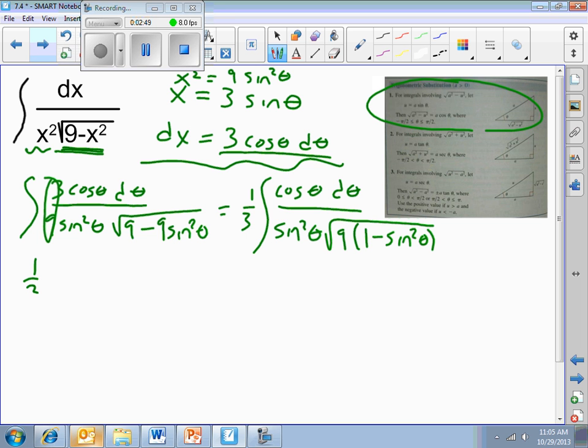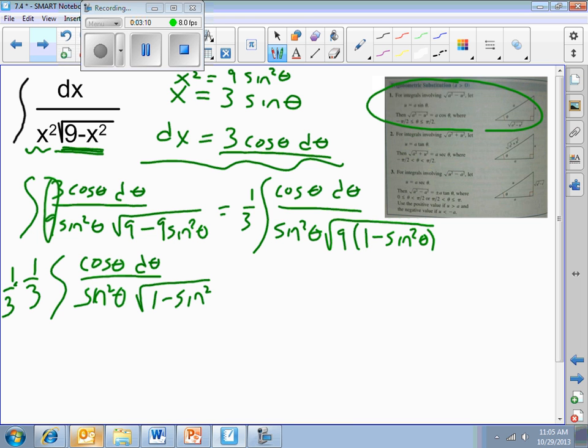Simplifying some more, we're going to have cosine theta d theta over sine squared theta. The square root of 9 is simply 3, so that 3 on the bottom can come out to the outside, over the square root of 1 minus sine squared theta. So all I really did is take care of that 9 there. I said the square root of 9 is 3, but since it's on the bottom, it went out as 3.